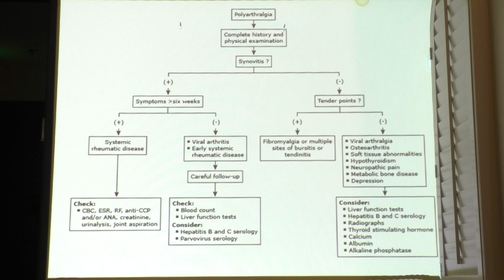I don't remember how many. I think out of the 18 tender points, you need to have 12. And if you Google the pictures, they can be anywhere from the posterior neck to the arms, to your thighs, to your, I think, the forearms, and also in the buttocks. These patients usually don't have any inflammatory markers.